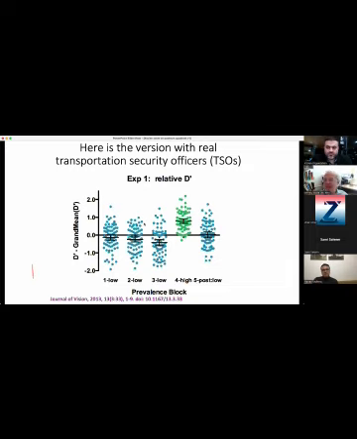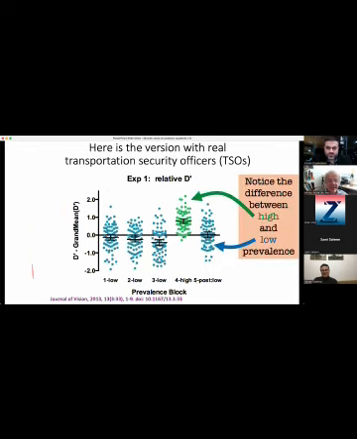This is the version at the airport. Remember, I told you I can't tell you what error rate they're making. You cannot figure out from my y-axis here how many mistakes actually got made, because we deliberately transformed the data in a kind of opaque way. But what you can see is this difference again between high prevalence and low prevalence.